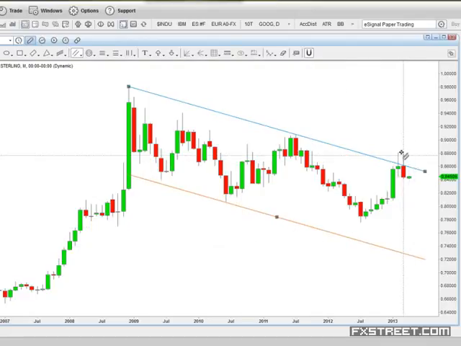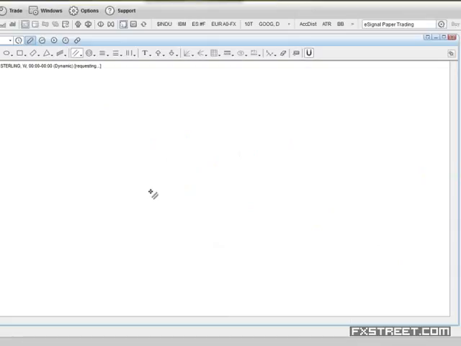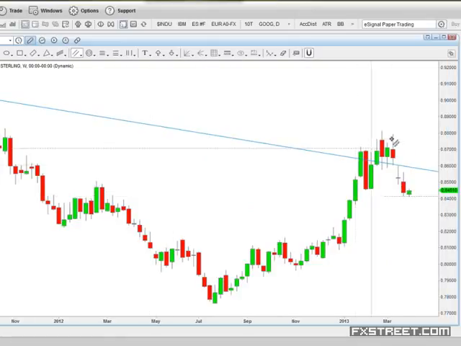Decent spikes higher through the channel top, and the bias is now to the downside. If we go down to a weekly, again we've got an outside bar here. Now remember what I said about it taking out all of the previous candle, but the body doesn't have to engulf. Okay, we're not talking about a bearish or a bullish engulfing candle. We're talking about an outside candle.